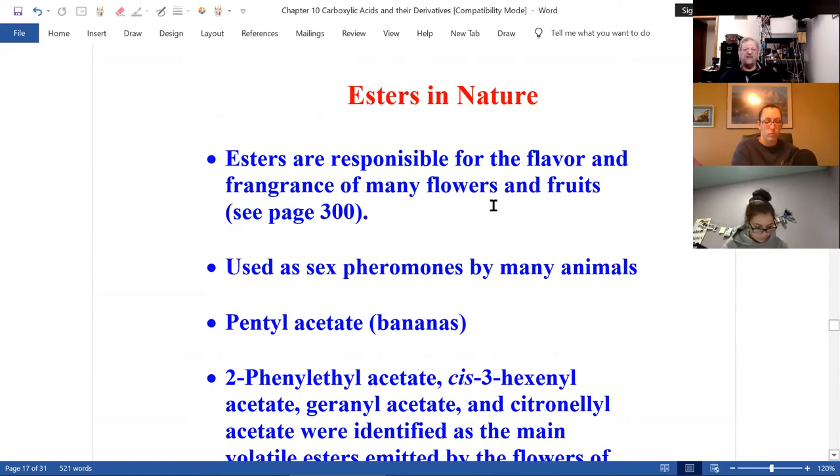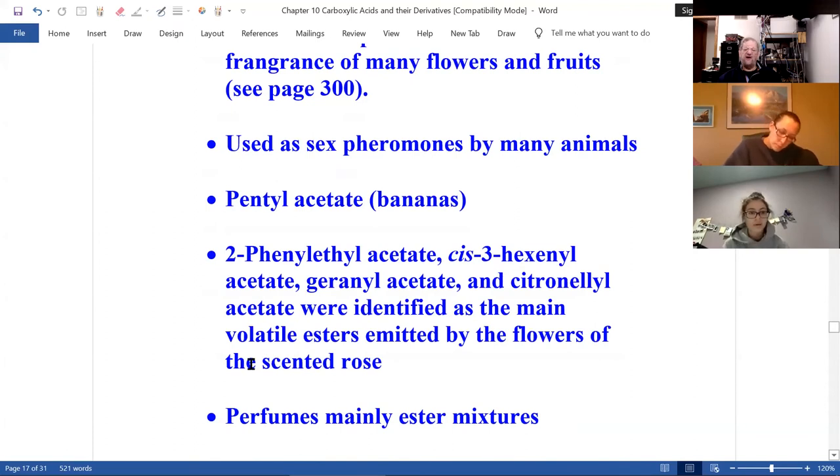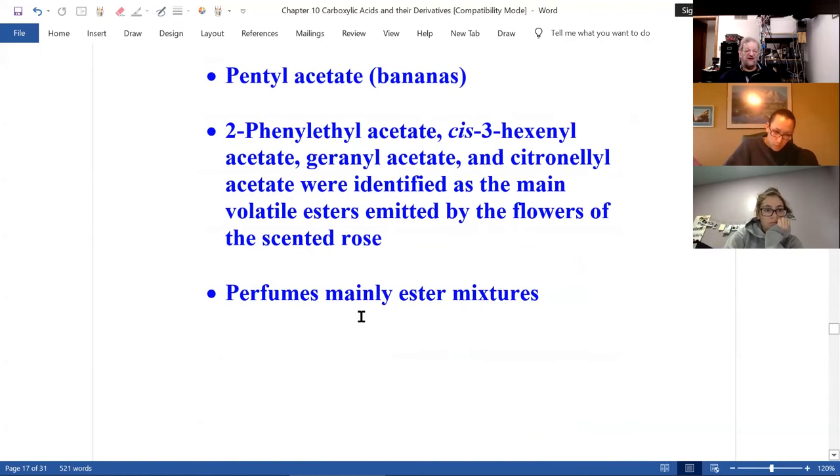And here, guess what? Esters are responsible for the flavor and fragrance of many flowers and many fruits and vegetables. If you eat a banana, what you smell and what you taste is this ester, common name pentyl acetate. If you smell a rose, it has a number of different esters that give the rose a special smell. I don't know about you, but I like roses. And over the years, the women I've dated love roses too.